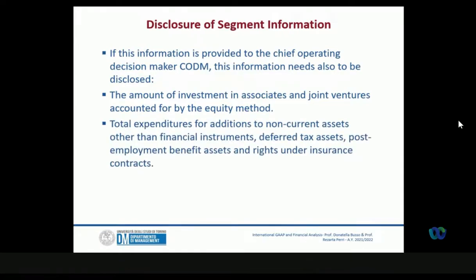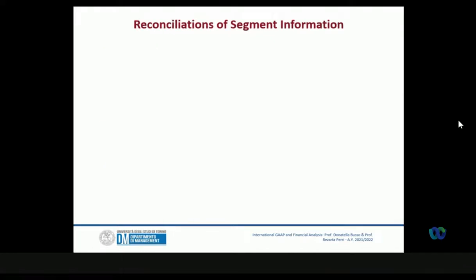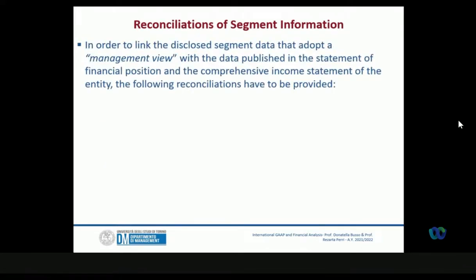The total expenditures for additions to non-current assets other than financial instruments, for example, deferred tax assets, post-employment benefits, and insurance contracts that we mentioned. If we are doing this disaggregation of information for each segment, and we are already providing this disaggregated information to our chief operating decision maker, we should put that also into our notes, disclosing about segment information. Remember, the last thing is to put the reconciliations back there.